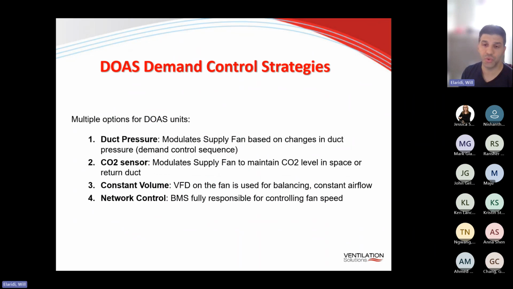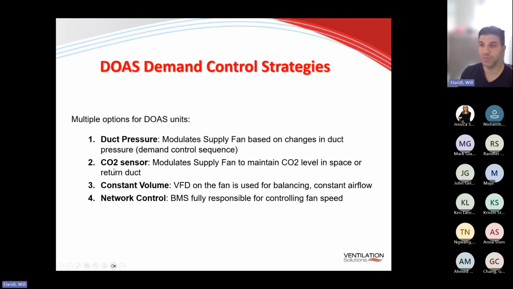Now, you can still control the DOAS unit in a very efficient manner by using a demand control strategy. Just using 4 examples here, you can use duct pressure control, which modulates the supply fan using a VFD with a static pressure controller, which could be mounted in the space or in the return air duct, and will modulate based on the pressure of the system. So if it's a condominium using a building static pressure, it'll modulate the fan speed so it doesn't overpressurize the corridors. It ranges between 50 to 100% of airflow.